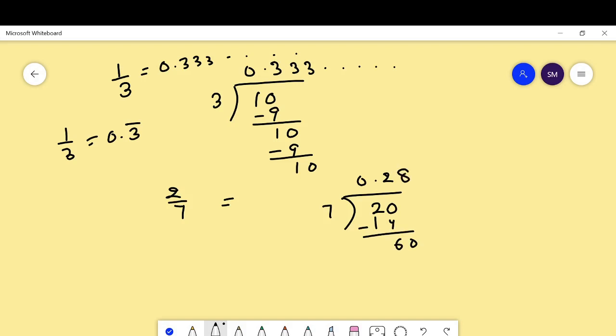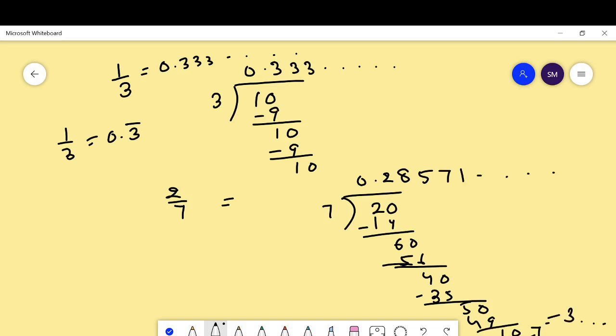7 8 ja 56. Then we get 40. 7 5 ja 35. Then 50. 7 7 ja 49. Then 10. 7 1 ja 7. We get 3. In this process, we cannot get a definite decimal number. Here 2 upon 7 converted into decimal is a non-terminating and non-repeating decimal number. This is infinite. Okay.